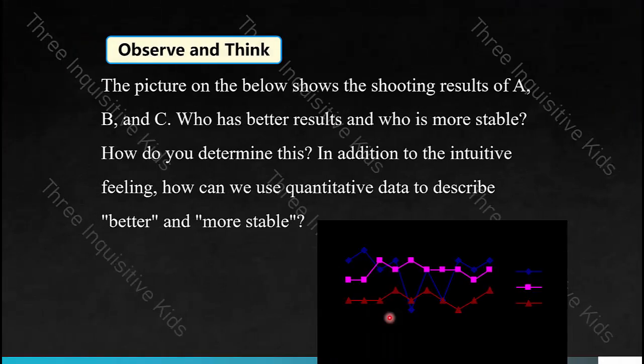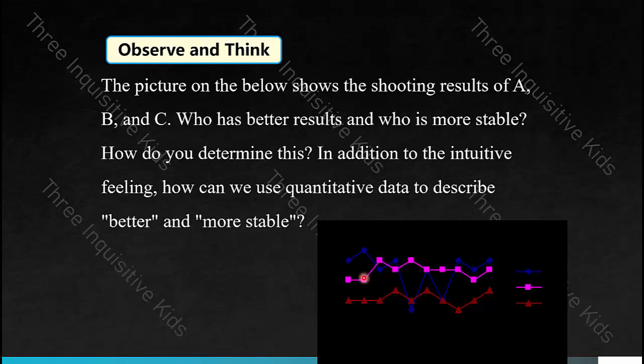Observe and think. As you can see, there is a graph here, and the lines blue, purple, and red show the shooting results of A, B, and C. So maybe they are practicing with a bow and arrow, who knows? Who has better results and who is more stable in their results? How do you determine this? In addition to the intuitive feeling, so in addition to your instincts by just looking at it, how can we use quantitative data or math to describe which is better and more stable?